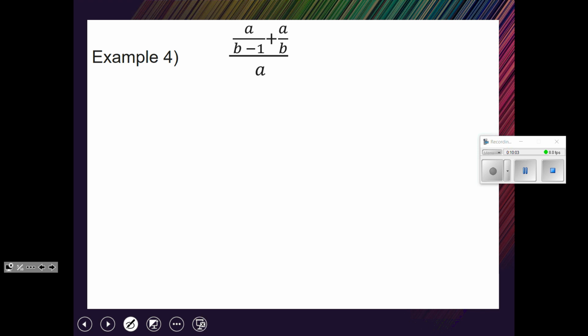So hopefully you've paused the video, and when I look at my denominators in this one, I see a b minus 1 and I see a b. b is a monomial, b minus 1 is a binomial. So you've got to have your b, and I'm going to times by b, and then I'm also going to times by b minus 1, because one's a monomial, one's a binomial.